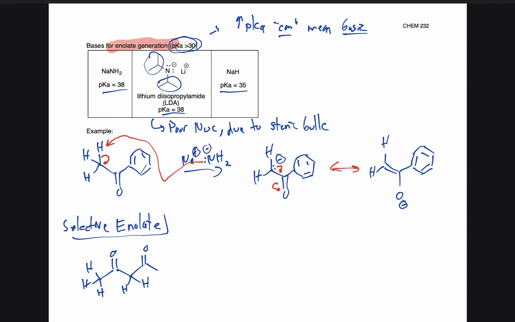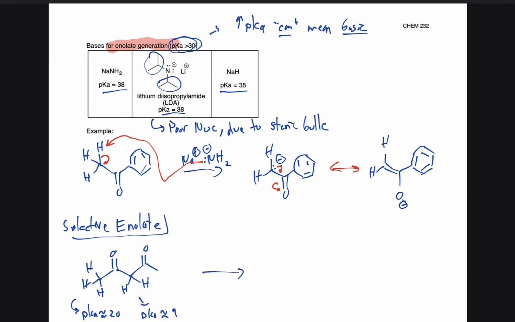And what's important to know, and this might be a reminder from Orgo 1, these hydrogens next to carbonyl have a pKa of about 20. And these hydrogens here actually have a pKa of about 9. So this is more acidic than the hydrogen at the end here.